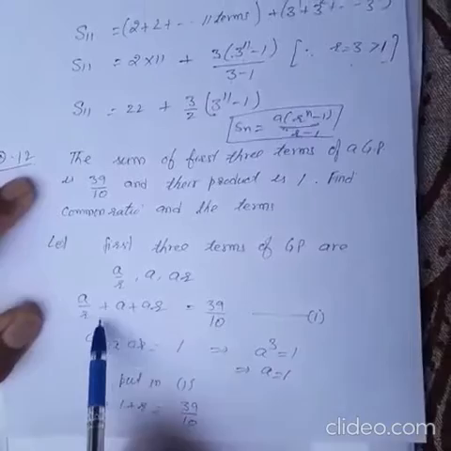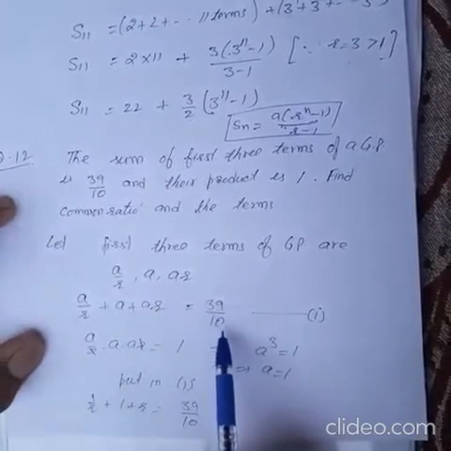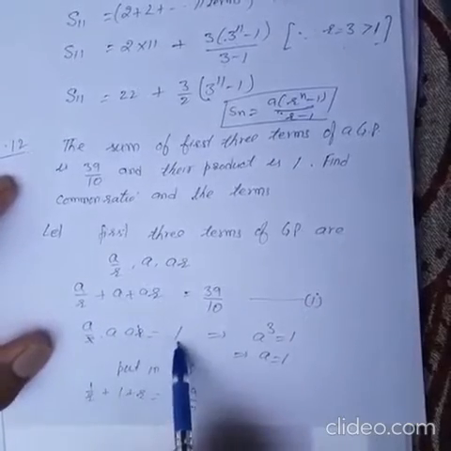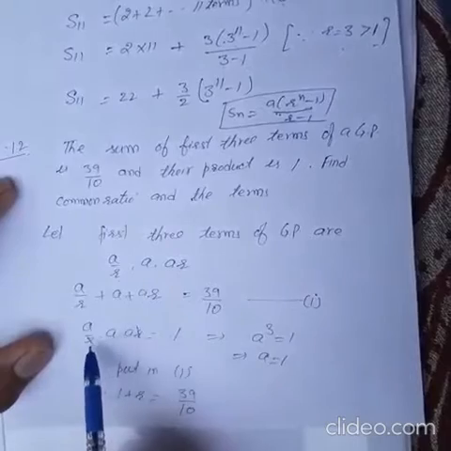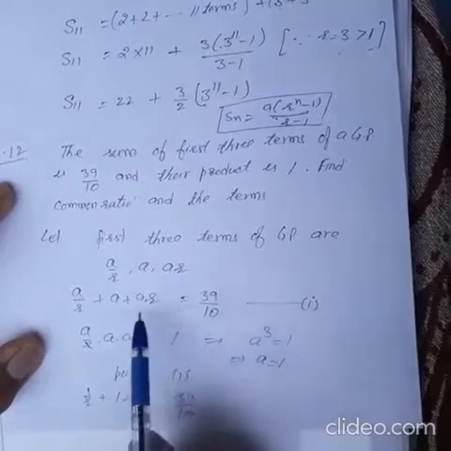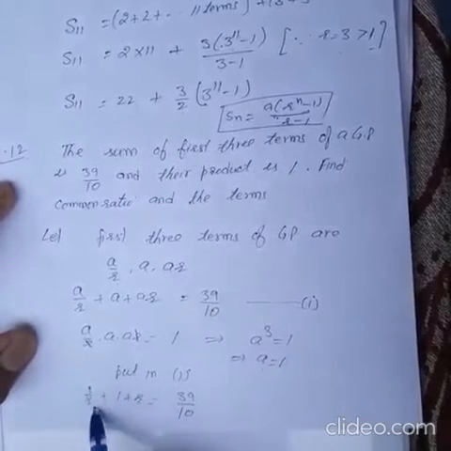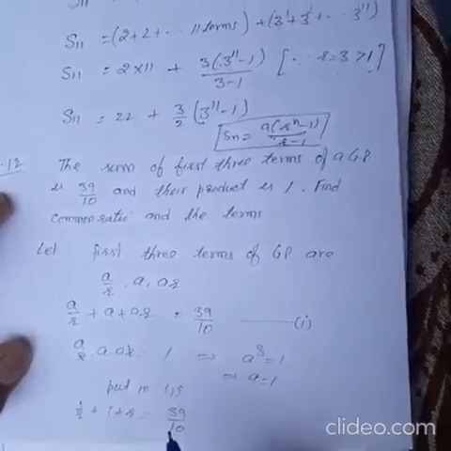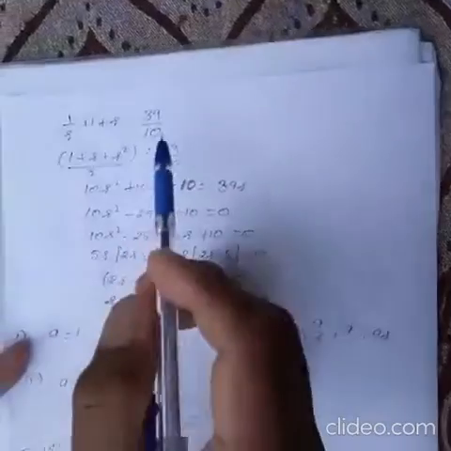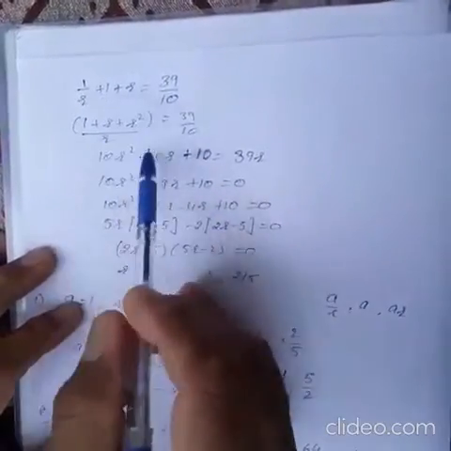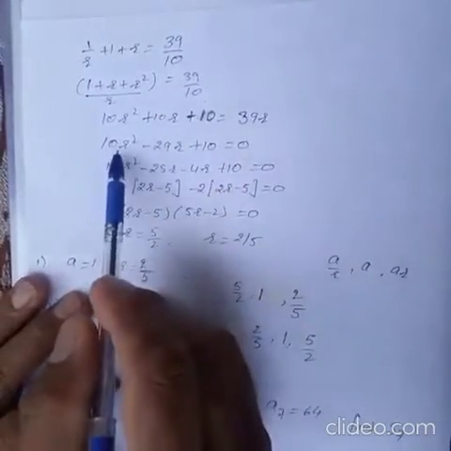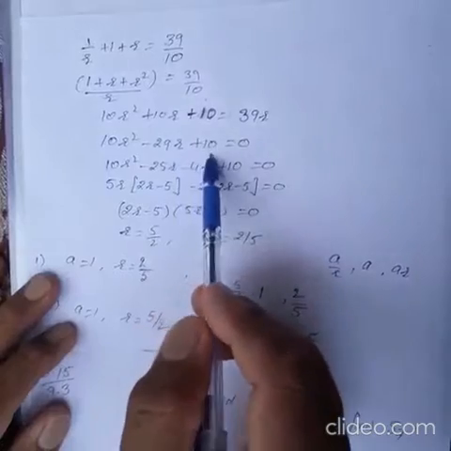Now find the sum, that is, A upon R plus A plus AR equal to 39 upon 10. It is the first equation. Their product is equal to 1. When you find the product, R will be cancelled, so A cube is equal to 1, so the value of A will be 1. Putting A equal to 1 in the first equation, it will be 1 upon R plus 1 plus R is equal to 39 upon 10. Now you take the LCM and cross multiply. So you will get a quadratic equation in R. The quadratic will be 10R square minus 29R plus 10.